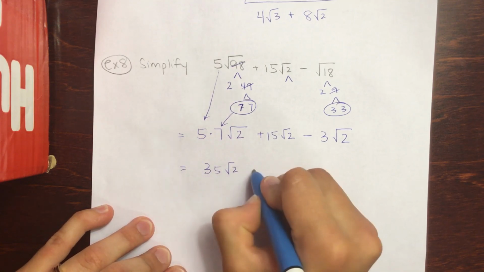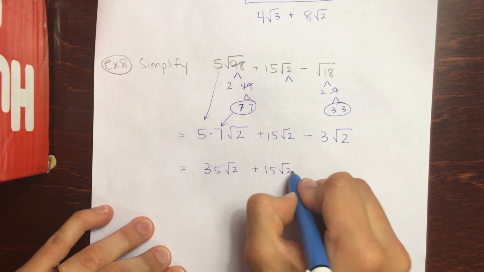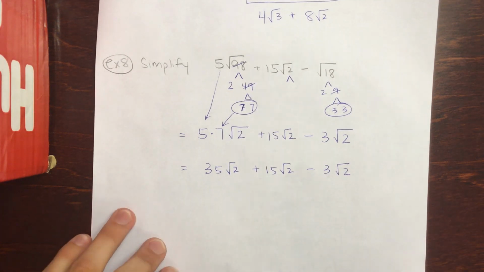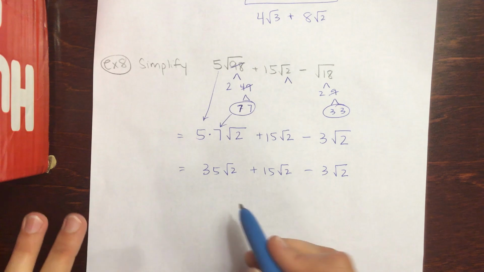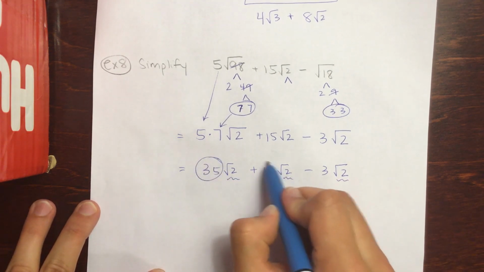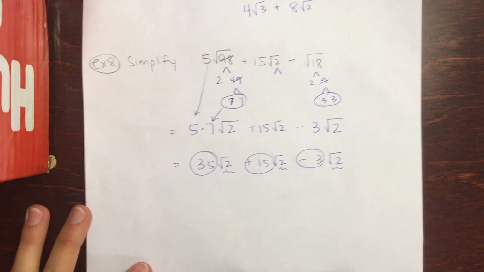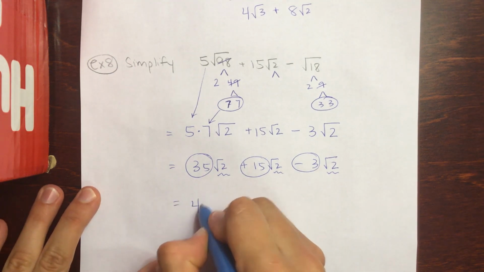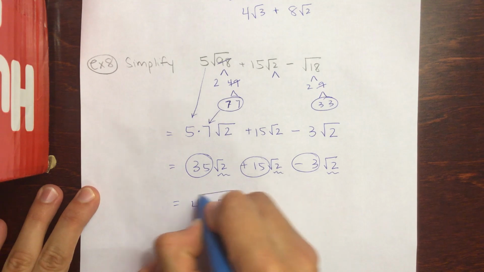35 square root 2 plus 15 square root 2 minus 3 square root 2. Oh, they're all square root 2's. That's nice. So they're all square root 2's. I just have to add or subtract all of these numbers together. 35 plus 15 is 50, minus 3 is 47 square root 2's.